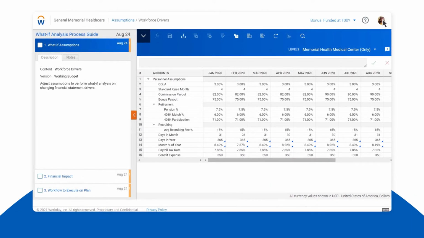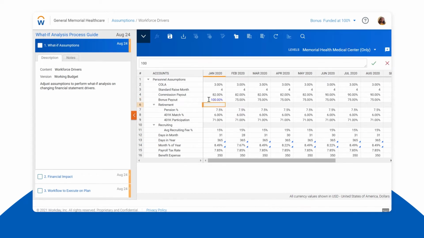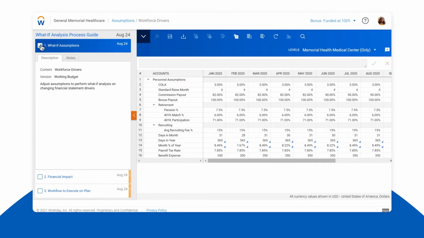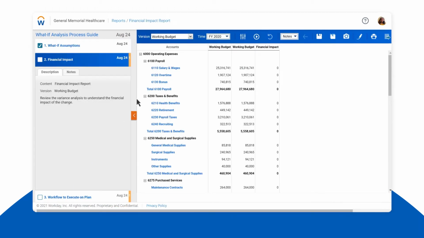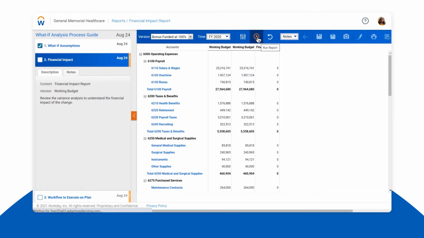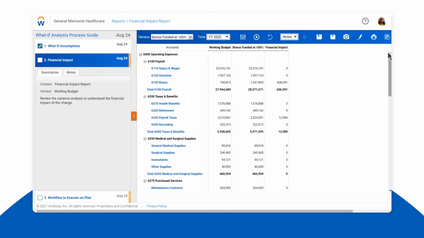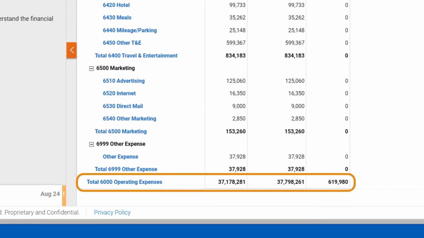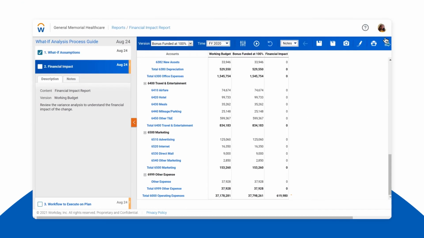Workday makes it easy to walk through the what-if process and create a new version of the plan on the fly to determine the financial impact. Like, what would it cost to fund bonuses at 100%? In just a few clicks, you have a report that helps decision makers see the impact of a change in the same format and interface they're accustomed to using as they compare plan to actuals. Here, you can see the financial impact of actually implementing that bonus scenario.